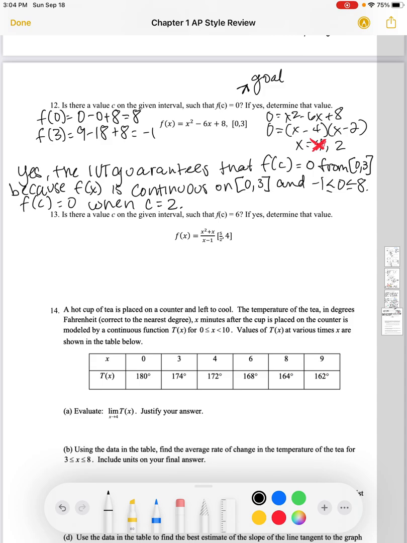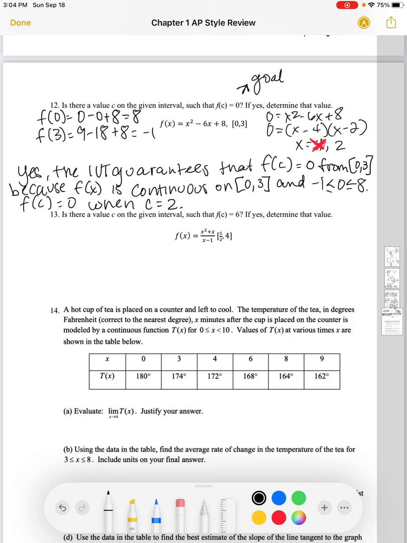All right, same idea for 13. Again, we're looking, is there a value c on the given interval such that f of c is equal to 6? If yes, determine that value. So again, we're going to be looking, is this going to be a continuous function? Well, the function in general, overall, is not continuous because we know that we're going to have a vertical asymptote at 1.